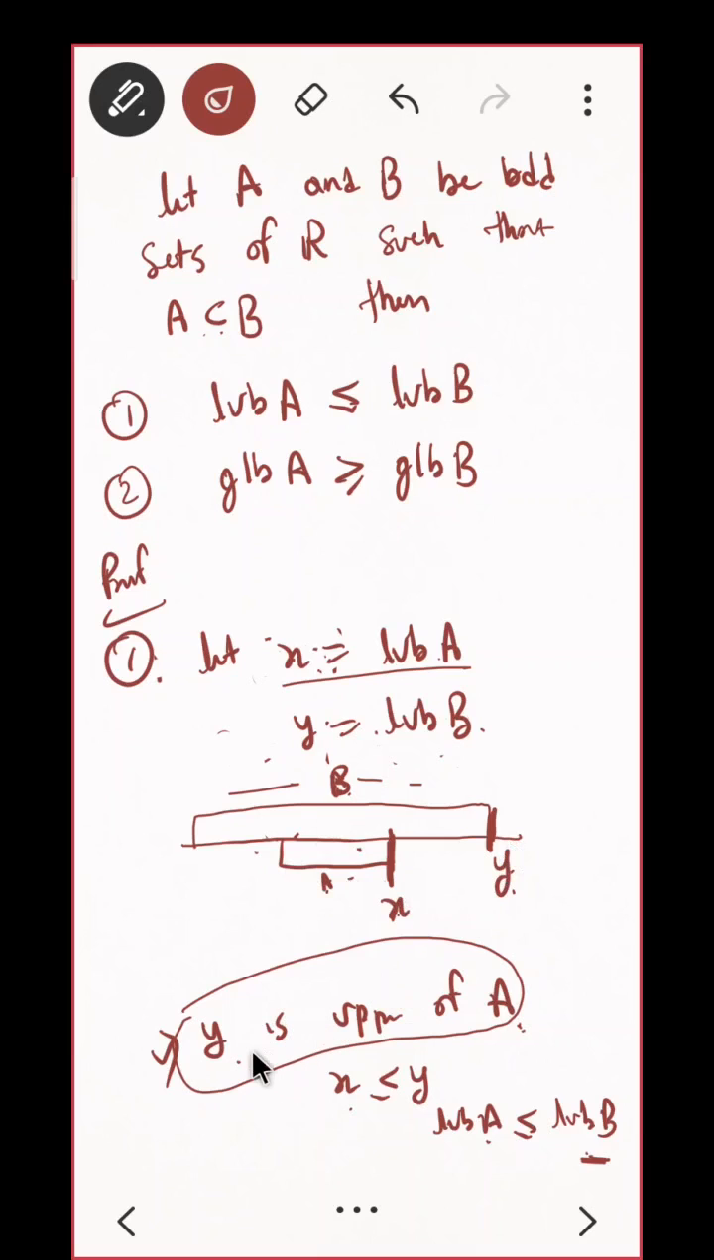So suppose I have proved that y is an upper bound of A. Do you see this is my set A, and y is somewhere here. So I am saying that y is an upper bound of A, correct? Then if y is an upper bound of A, but we know that x is LUB of A, then by the definition of LUB, x must be less than or equal to y. And if x is less than or equal to y, then we are done: LUB of A is less than or equal to LUB of B. Now the thing is that you need to prove y is an upper bound of A.